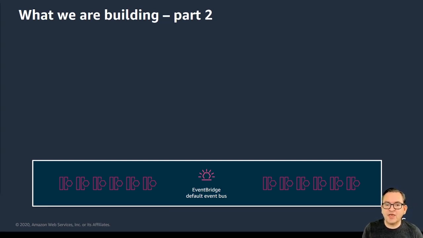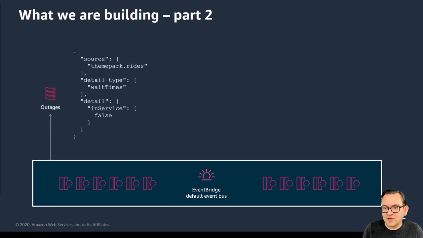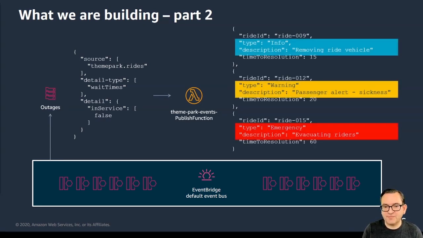First we create a rule to capture outage events using the rules in EventBridge. Remember, a rule is just JSON. So this rule looks for events when the in-service value is set to false. We then set up a Lambda function as a target for this rule. And then this Lambda function finds out more about this particular outage and enriches this event.